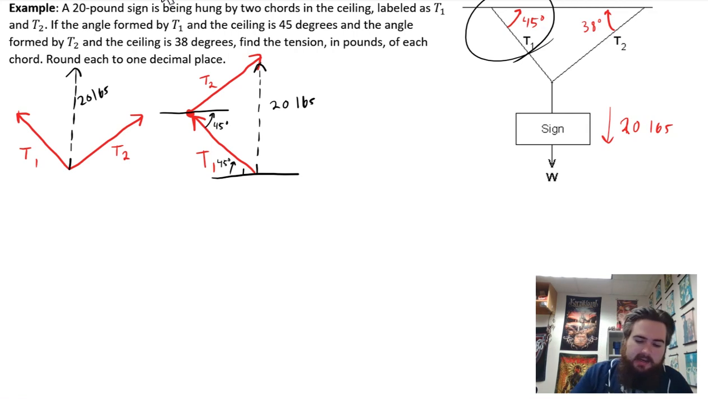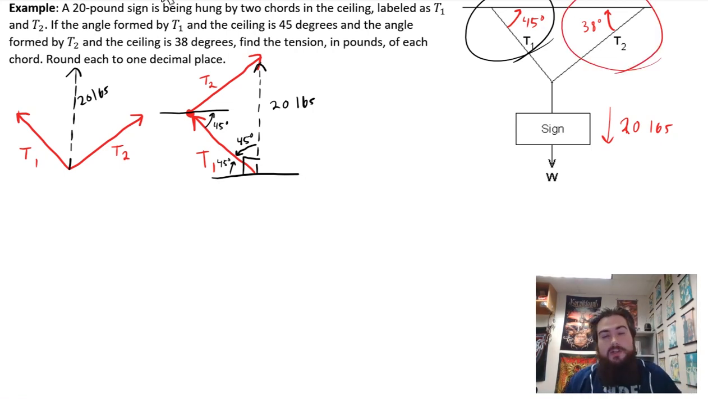Because of that, and that this is creating a right angle measure here with the horizontal and the vertical, we have therefore that the angle measure inside this triangle is 45 degrees. So we now have one other value to represent this triangle with. I can do the same thing with T2. We are told that T2 has an angle measure of 38 degrees with the ceiling, which is another horizontal line.